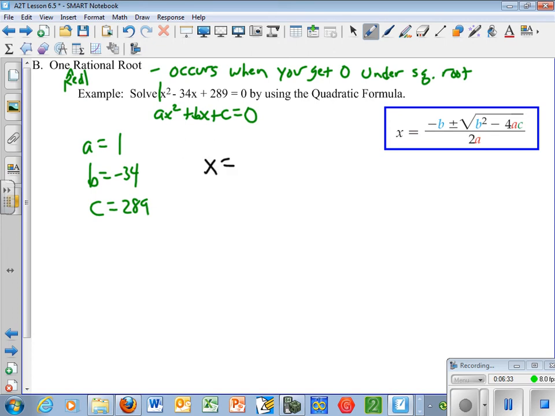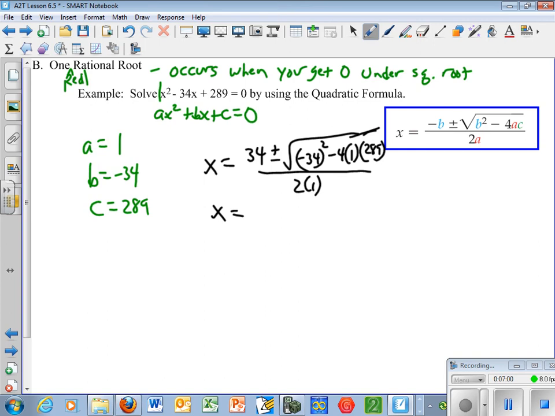Quadratic formula. Take the opposite of b. B is negative here again, so it's 34, because b is negative 34, but I want the opposite of it. Plus or minus now under the square root. Very important that you put negative 34 in parentheses, square on the outside, minus 4 times a, which is 1, times c, which is 289. All over 2 times 1.